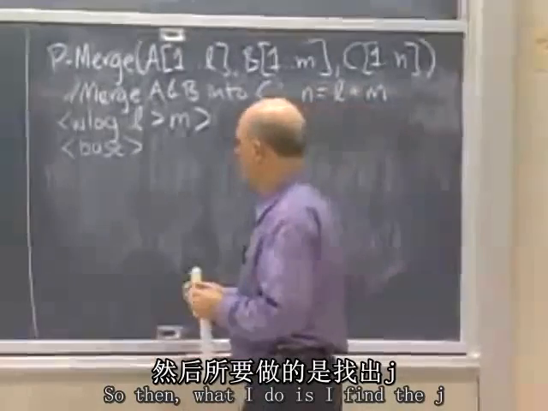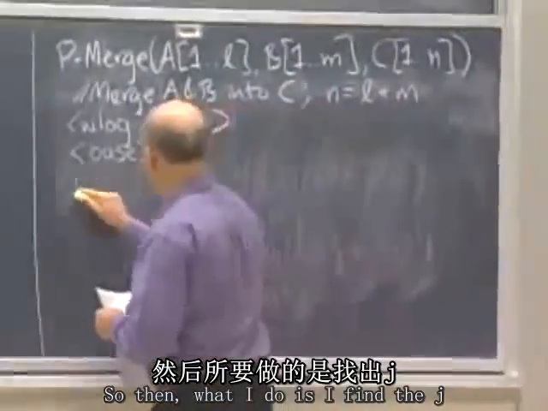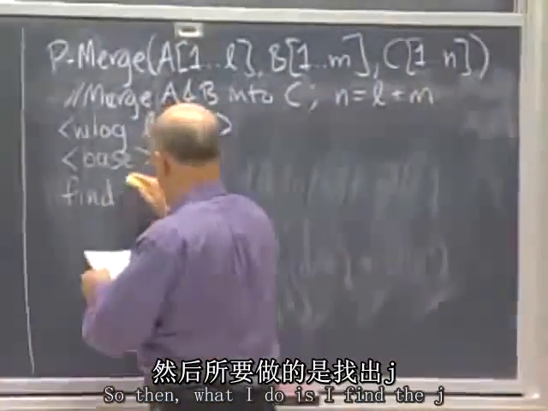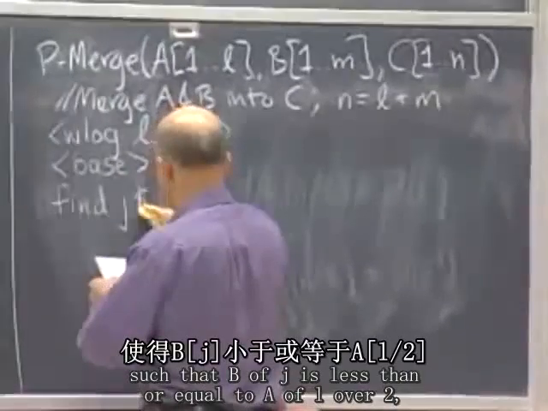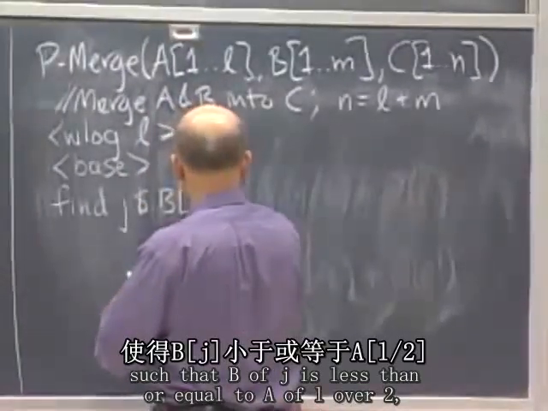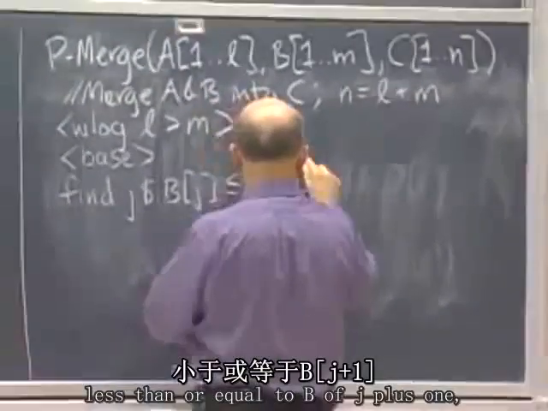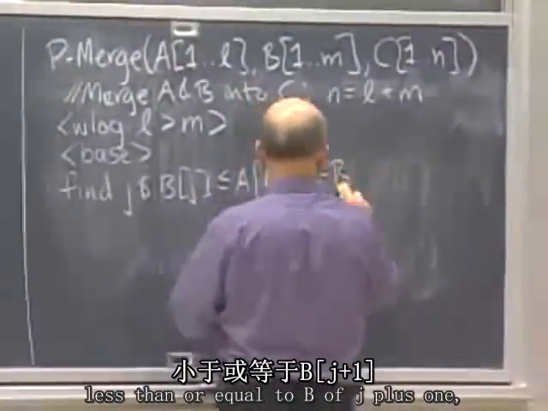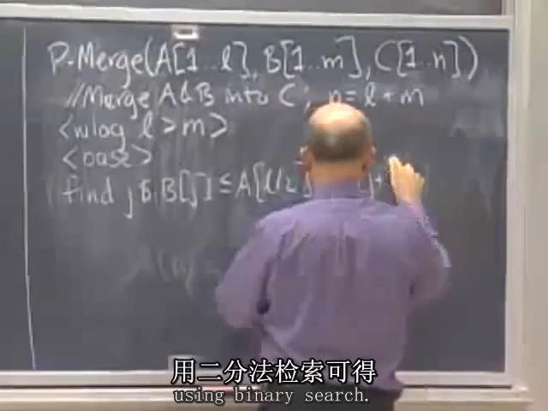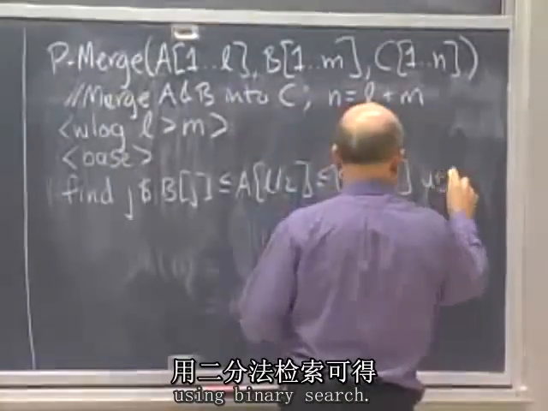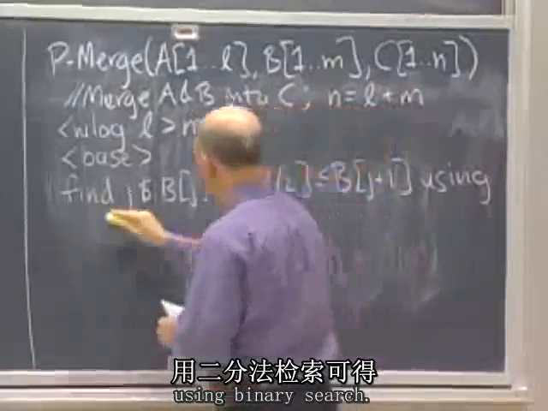So then what I do is I find the j such that b of j is less than or equal to a of L over 2, less than or equal to b of j plus 1, using binary search.